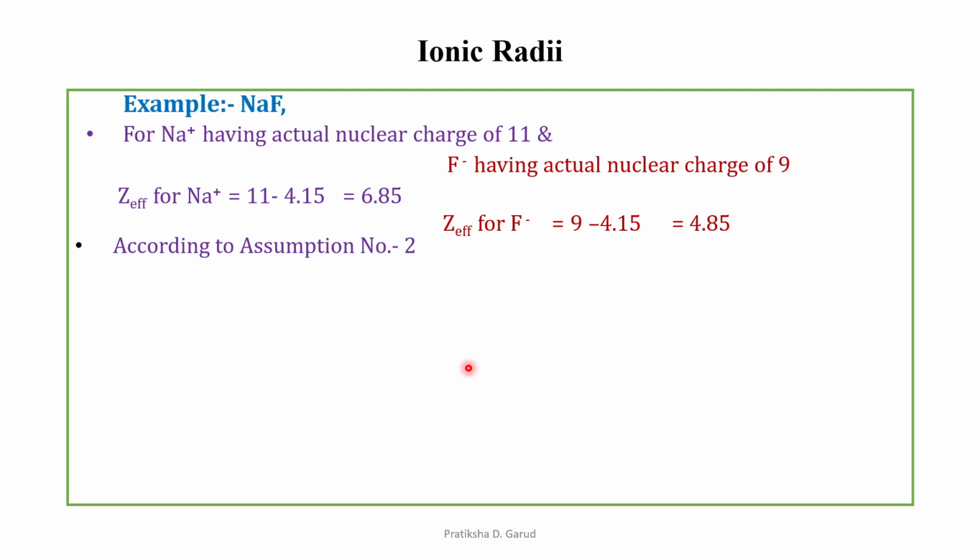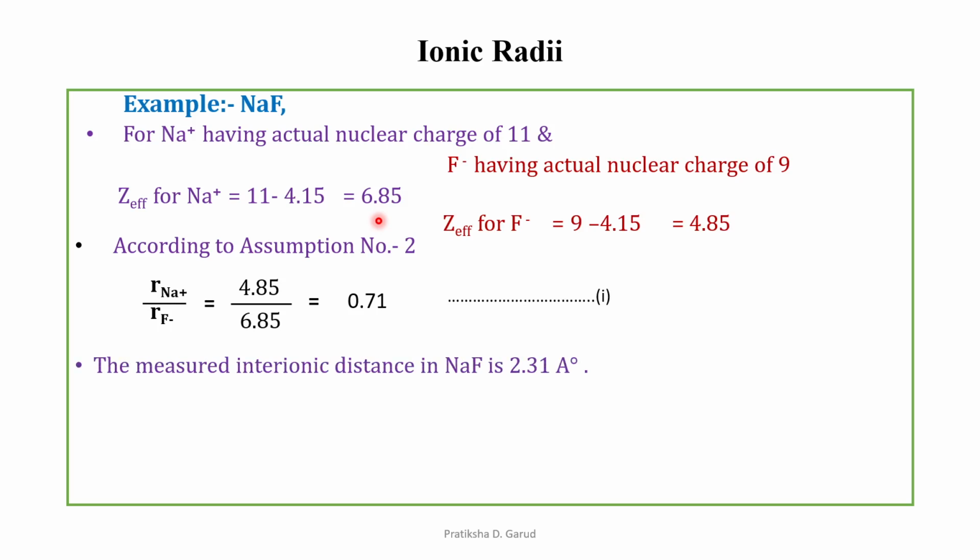Radius ratio will be inversely proportional to the nuclear charge felt by the cation and the anion. So we can say that the radius of Na plus to the radius of F minus, that means the radius ratio, will be equal to the effective nuclear charge felt by the anion, that is 4.85, to the effective nuclear charge felt by the cation, that is 6.85, and this value becomes 0.71. So this is according to assumption number 2. This is equation number 1.